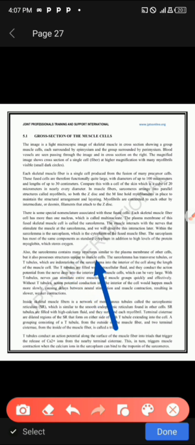The sarcolemma has transverse tubules, or T-tubules, which are in tubular form and perform one specific task, extending from the sarcolemma into the interior of the cell along the length of the myofibril. It shows how they are arranged, working one after the other sequentially. Look at the diagram.